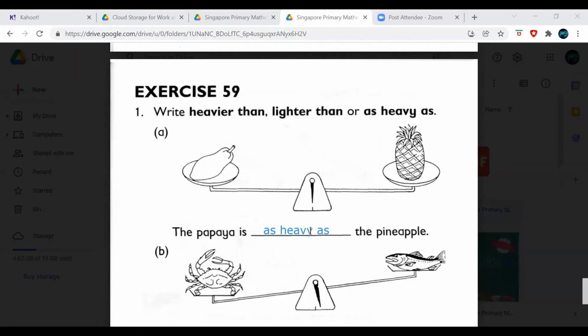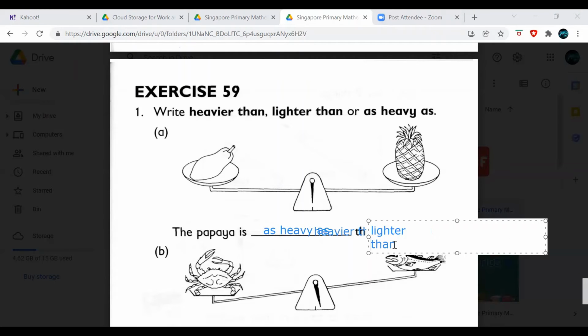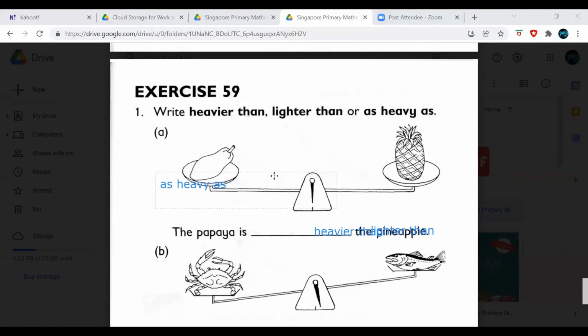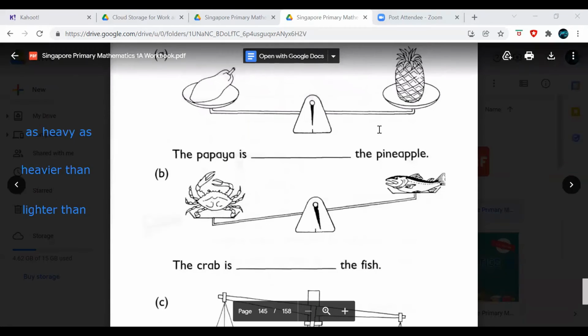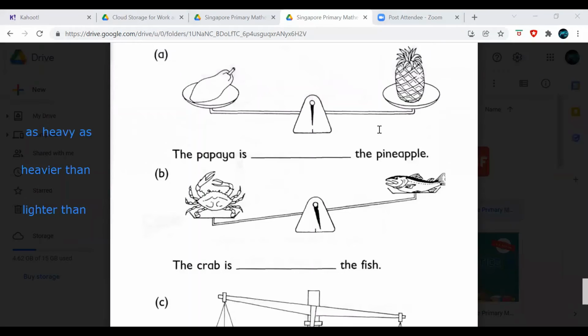Now, actually, let me do this instead. Now we have 3 text boxes that we can use as kind of a word bank. Okay, for the second one, the crab is something the fish. What do you think the answer is?